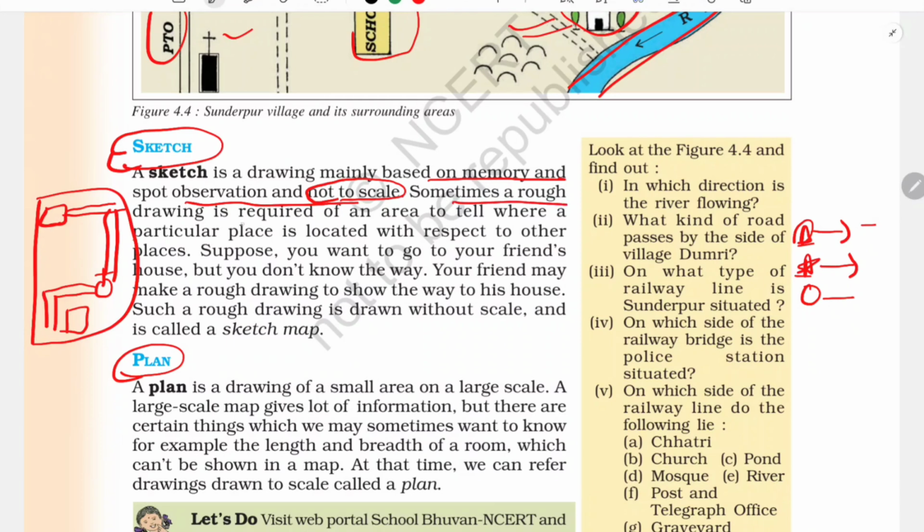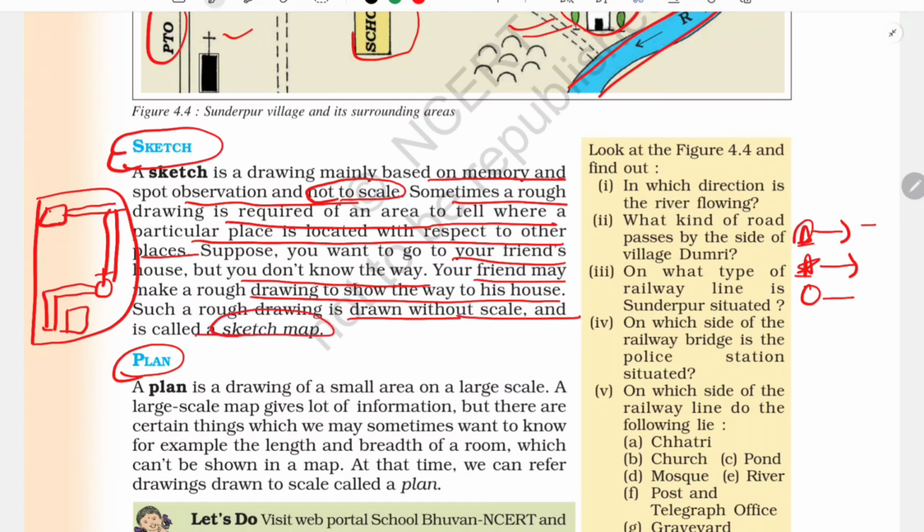Sometimes a rough drawing of an area is required to tell where a particular place is located with respect to other places. Here I have just given a rough idea, a rough sketch from your school to my home. Suppose you want to go to your friend's house, but you don't know the way. Your friend may make a rough drawing to show the way to his house, and such a rough drawing, drawn without scale, is called a sketch map.